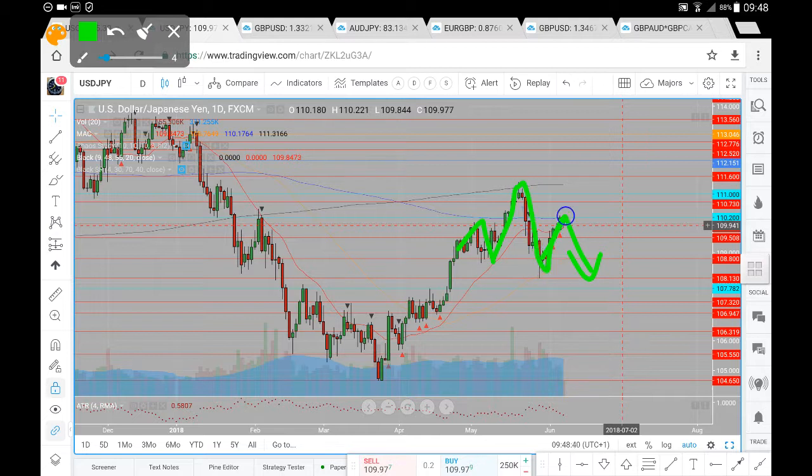If we do see the rejection from this 110.20, there is a possibility of having a head and shoulders pattern and seeing price progression here towards the downside. If, however, we can break and hold above the level, especially from a daily chart perspective, it would somewhat invalidate the head and shoulders, and we could see price progression to retest the old highs in around that 111.40s, 111.50s here on the US dollar Japanese yen.